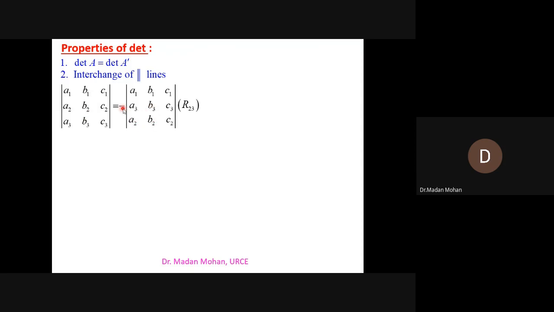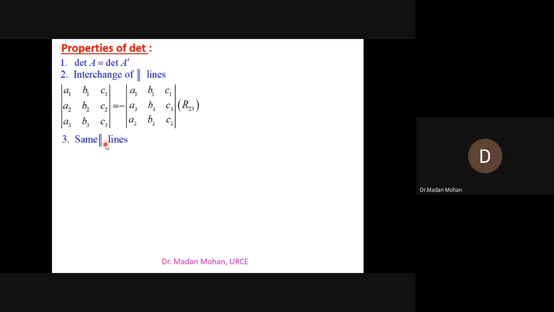The reason is very simple. When you expand using the first row, on the left side it is A1 into B2C3 minus B3C2. Whereas on the right side it is A1 into B3C2 minus B2C3; you are getting the reverse. You are getting a minus sign. Similarly, the other two terms also get a minus sign. That's why when you interchange any two rows or any two columns, you should put a negative sign. Next.